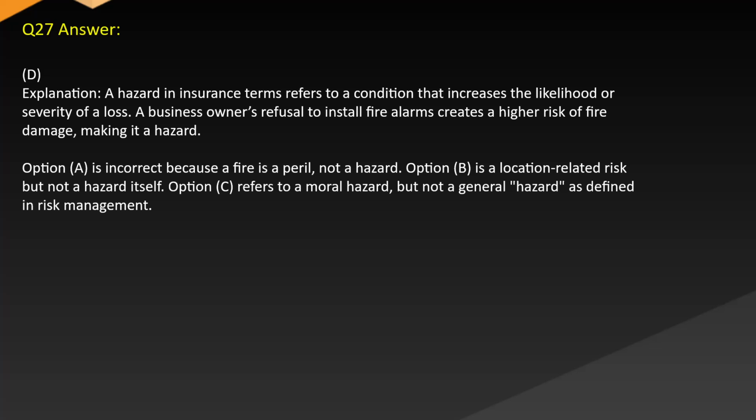Option A is incorrect because a fire is a peril, not a hazard. Option B is a location-related risk but not a hazard itself. Option C refers to a moral hazard but not a general hazard as defined in risk management.